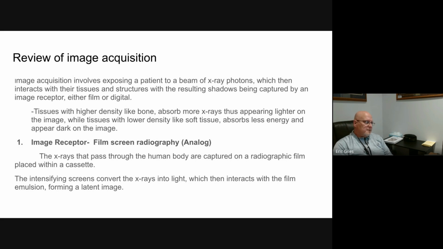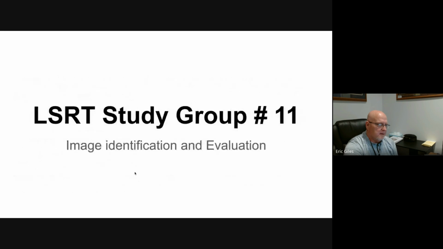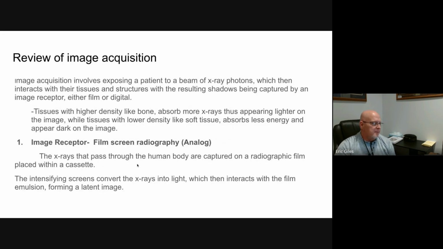So we talked about different types of image receptors. The first one is an analog, which is a cassette that you place an emulsified film inside, and you shoot your X-ray. It goes through there, and it forms a latent image on that film. And then you have to use chemicals and heat to process that film. It interacts with the film emulsion, and it leaves a latent image. You put it in the image processor, and voila, you've got an X-ray film.